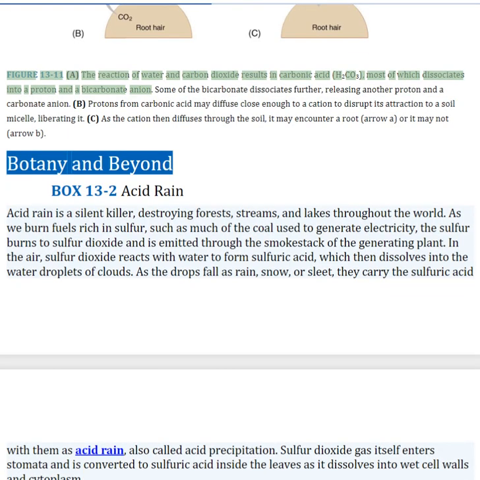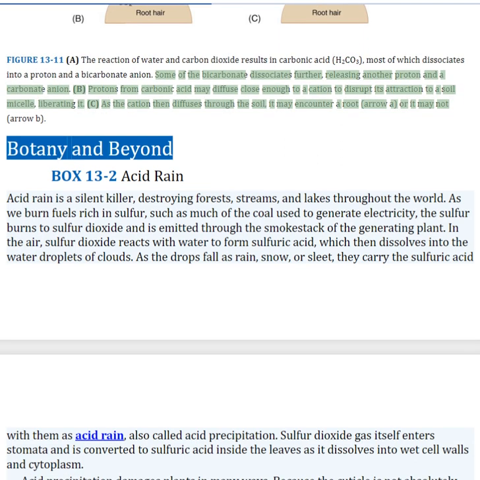Figure 13.11. The reaction of water and carbon dioxide results in carbonic acid, most of which dissociates into a proton and a bicarbonate anion. Some of the bicarbonate dissociates further, releasing another proton and a carbonate anion. Protons from carbonic acid may diffuse close enough to a cation to disrupt its attraction to a soil micelle, liberating it. As the cation then diffuses through the soil, it may encounter a root or it may not.